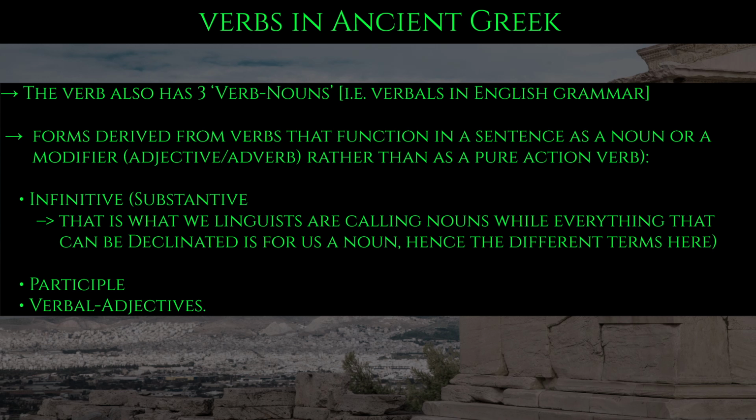Basically, those forms derive from verbs that function in a sentence as a noun or a modifier, for example, an adjective or an adverb, rather than as a pure action verb. The infinitive, which would be substantive, that is, by the way, what we linguists are calling, what you are calling, nouns, while everything that can be declined is for us a noun. We like to distinguish this just a little bit, but don't worry. Then we have the participle and, of course, verbal adjectives.